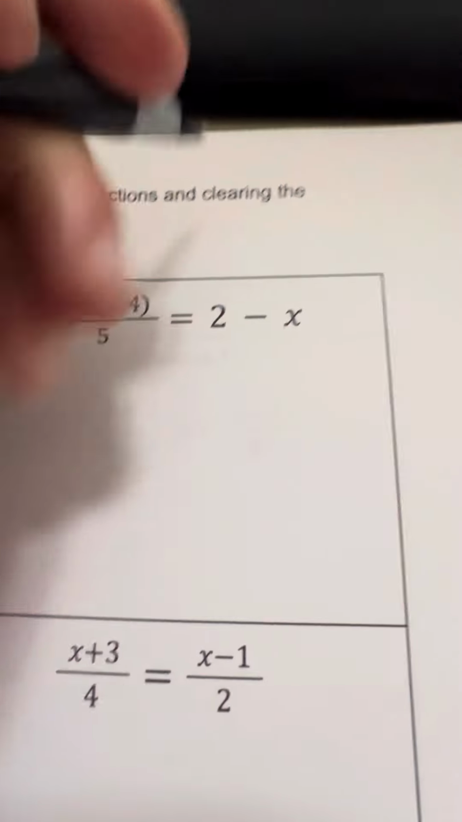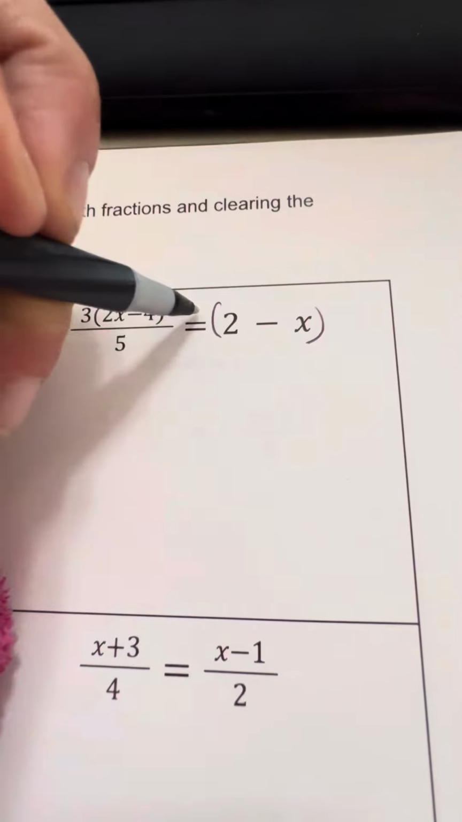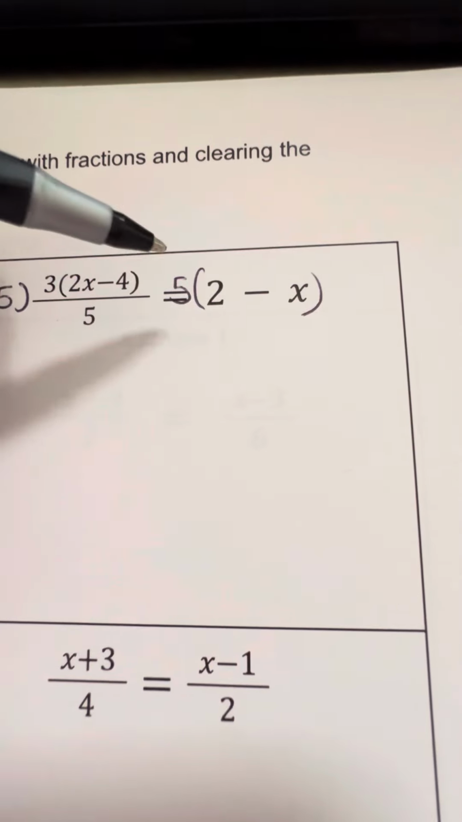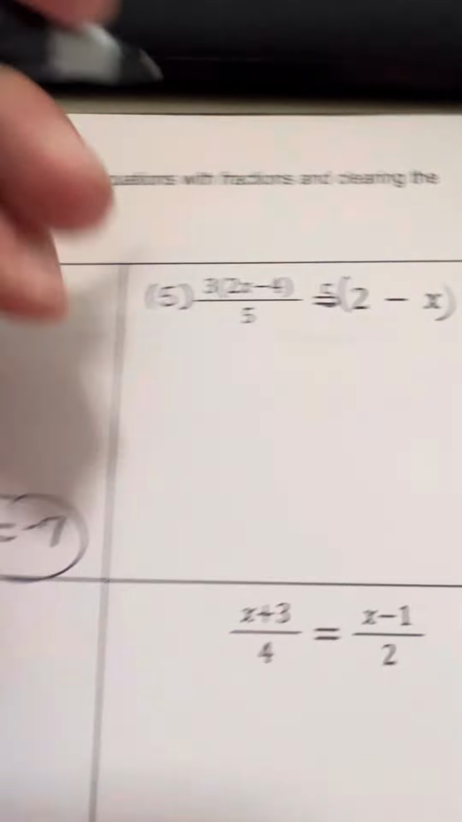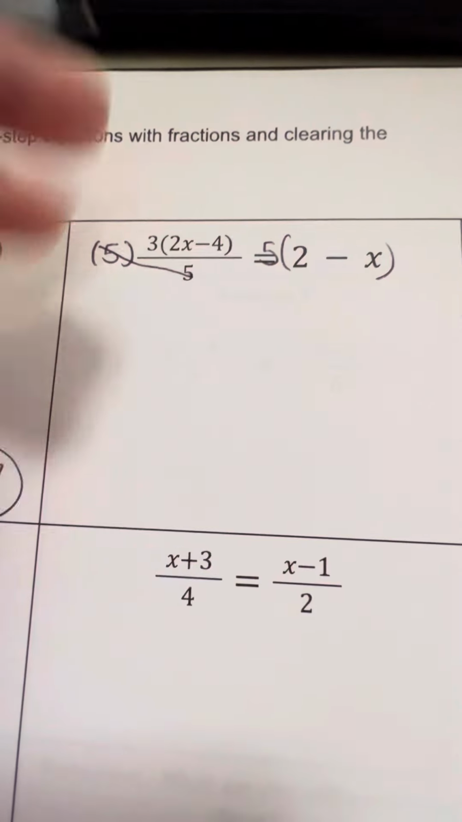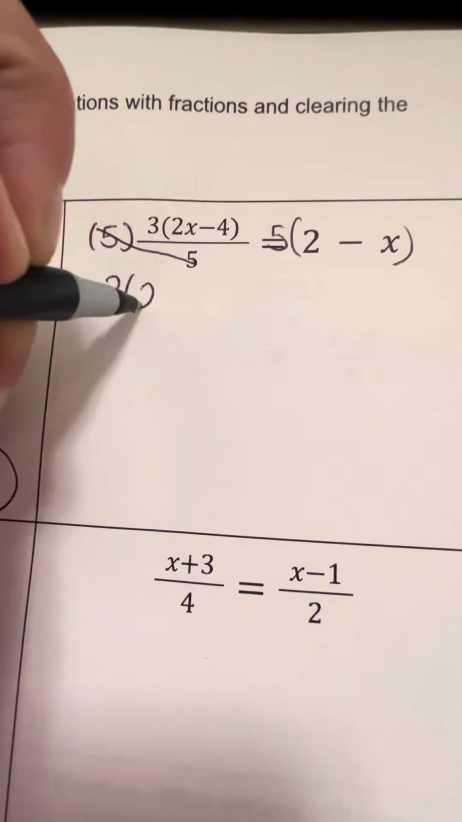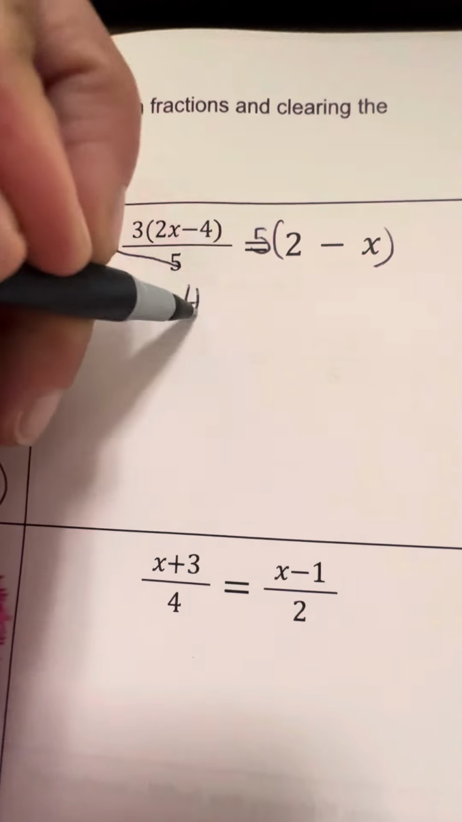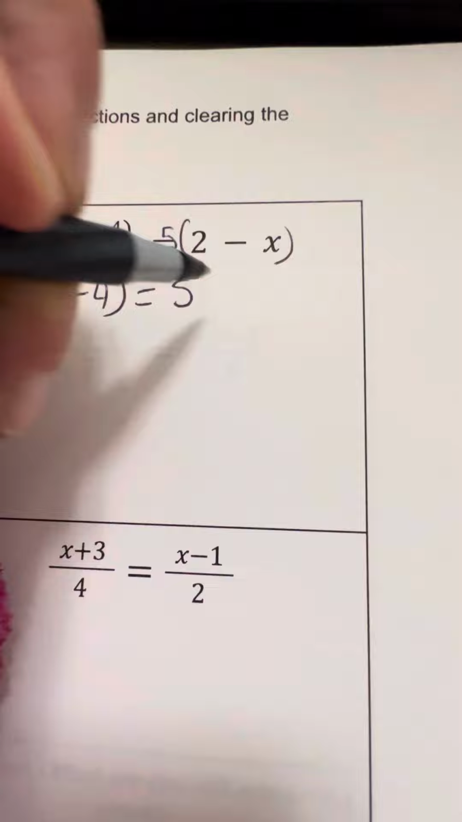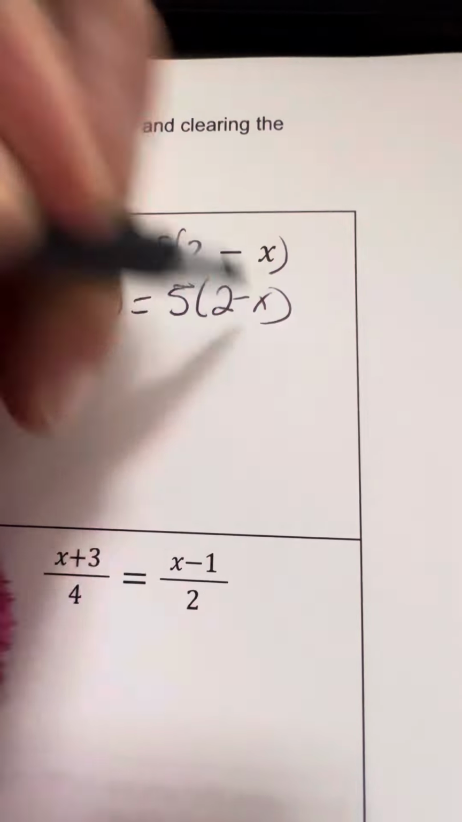Easy enough. Over here on this side, we also need to make sure that we do everything on this side. So it's not just one thing. You have to multiply by 5 on everything. So now what happens here is this is going to clear that out. We're going to be left here with this numerator, 3, and then the 2x minus 4 in parentheses. And then over here, we have the 5 that we multiplied times the 2 minus the x.